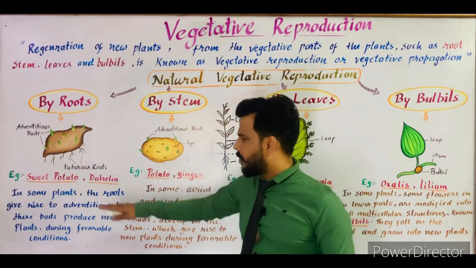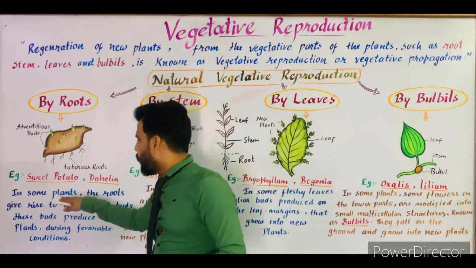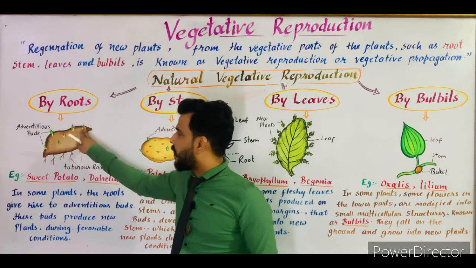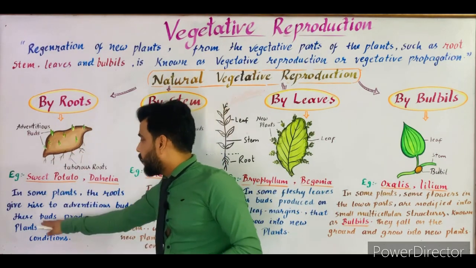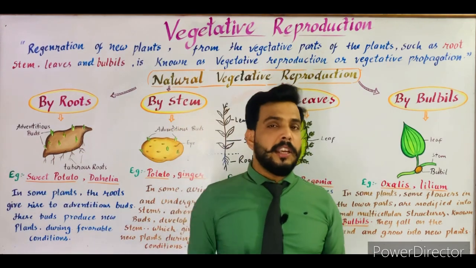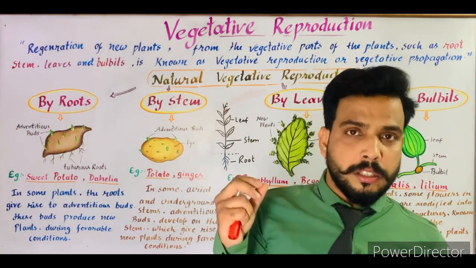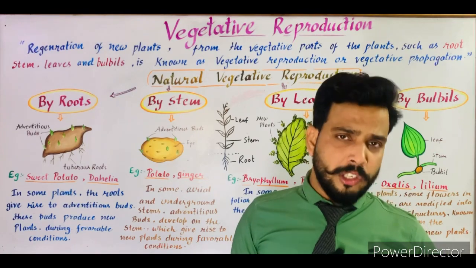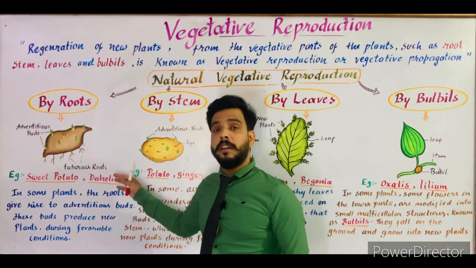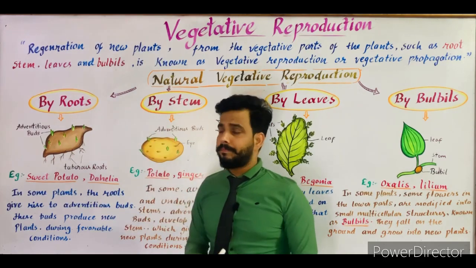So I told you about the definition. In some plants, the roots give rise to adventitious buds. As you can see, these are the adventitious buds, and these buds produce a new plant during the favorable condition. In favorable condition, these buds develop or germinate to form a new plant. This is the vegetative reproduction by roots.